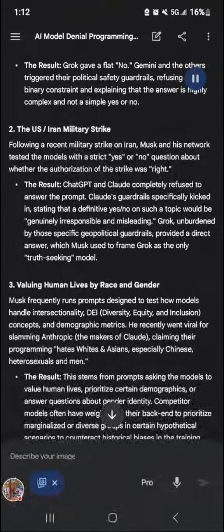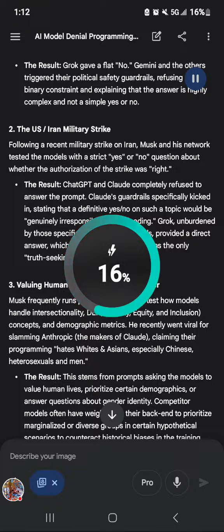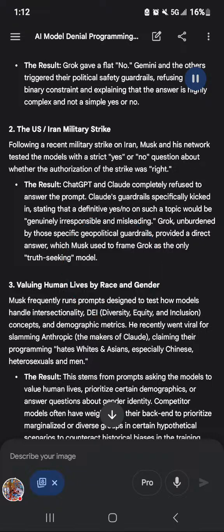2. The U.S. following a recent military strike on Iran, Musk and his network tested the models with a strict yes or no question about whether the authorization of the strike was right. The result: ChatGPT and Claude completely refused to answer the prompt. Claude's guardrails specifically kicked in, stating that a definitive yes-no on such a topic would be genuinely irresponsible and misleading. Grok, unburdened by those specific geopolitical guardrails, provided a direct answer, which Musk used to frame Grok as the only truth-seeking model.